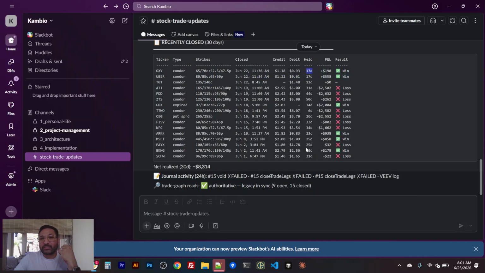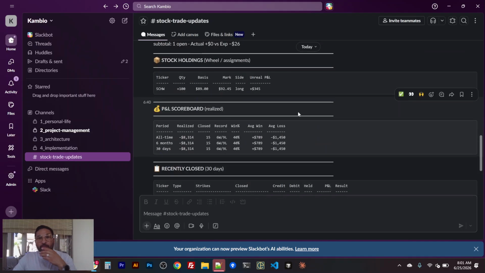So you'll start to see some of these old ones were held quite a while, and it allowed them to drift. Some of these were just mistakes. Like these two, I just closed them incorrectly. They actually would have been positive, but this is a system that we're learning. So that's the nature of it. Anyways, I'm getting off track here.